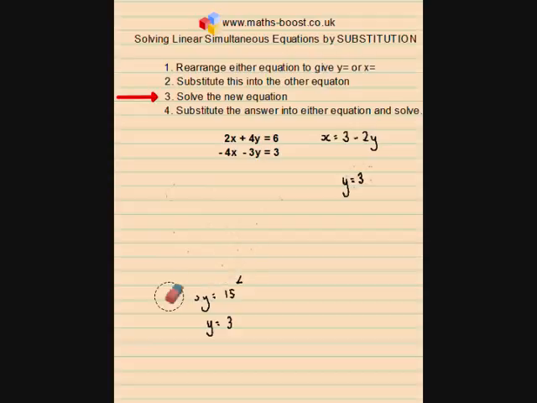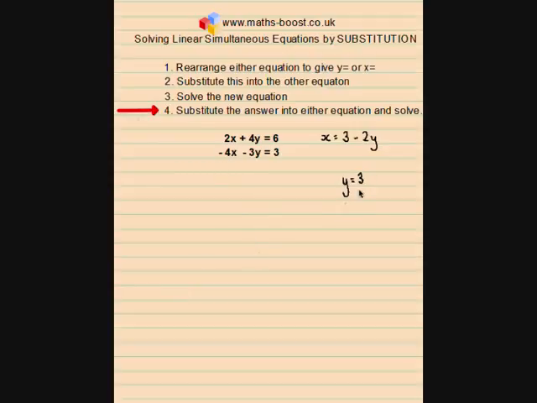You can see that the step I've just carried out does rely on algebraic proficiency. Solving linear simultaneous equations by substitution is easy, provided that you've got fluency with being able to solve and manipulate simple linear equations. And so now I'll move on to the last step: substitute the answer into either equation and solve.